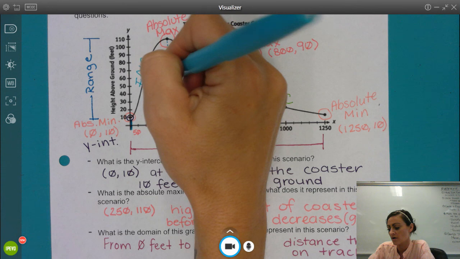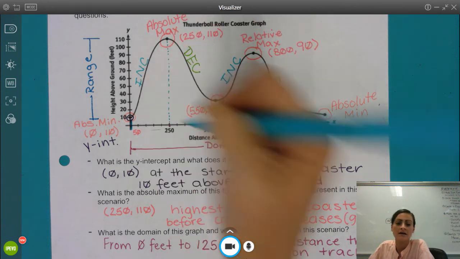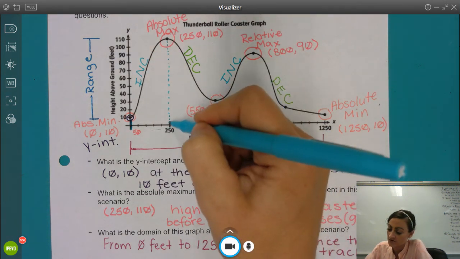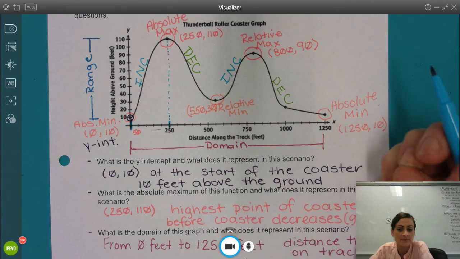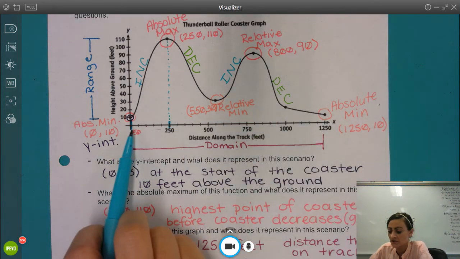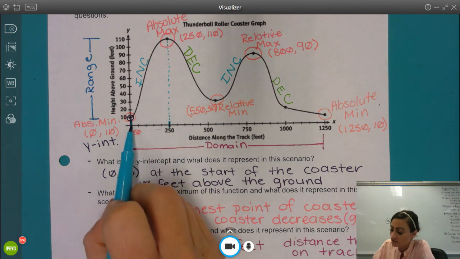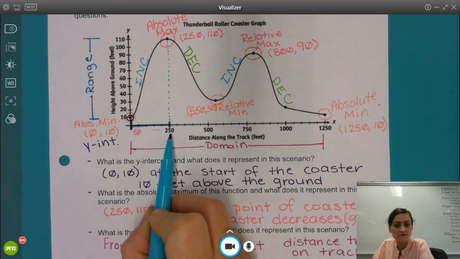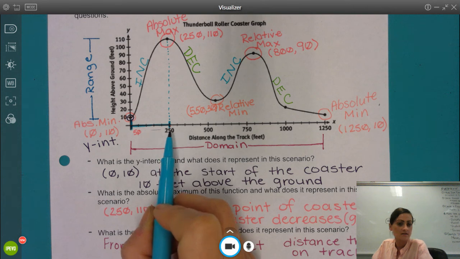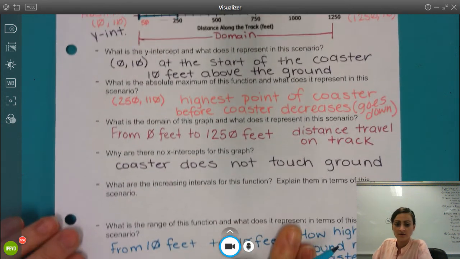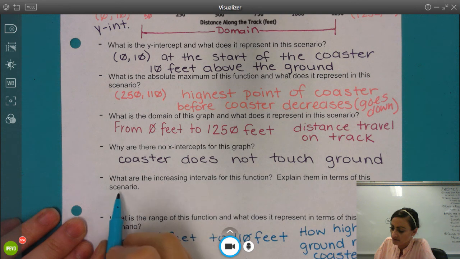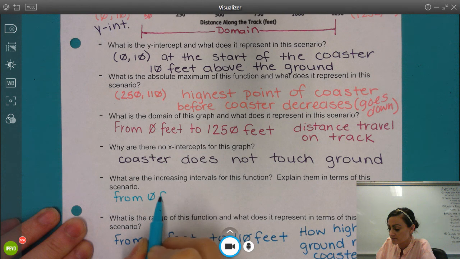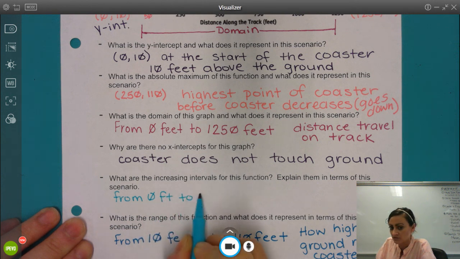So I like to just draw myself imaginary vertical lines along where these increasing portions are happening. So the first one starts happening when my input is 0, and it increases this whole time until I get to 250. Then I get to my maximum. So my first one is from 0 feet to 250 feet.